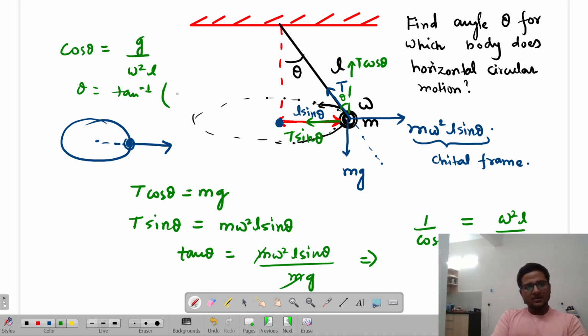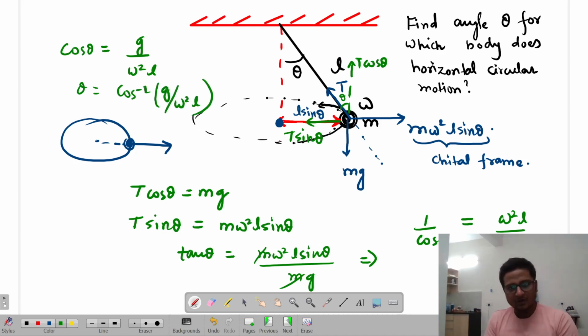cos inverse G by omega square L. Are you able to get me or not?